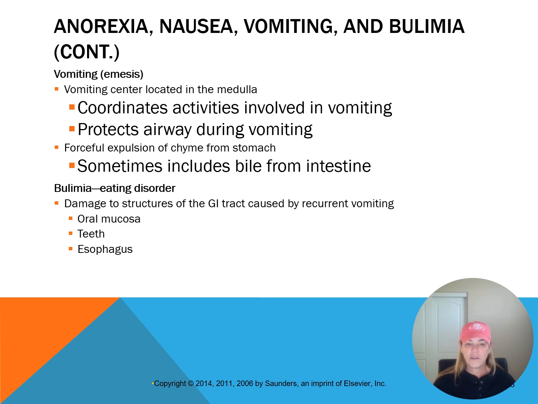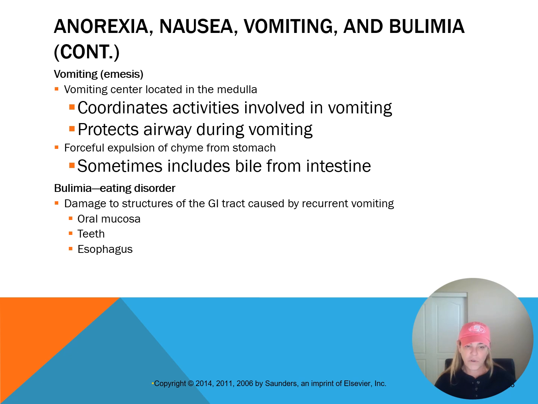So the vomiting center is located in the medulla. We have an automatic need to protect our airway when we're vomiting, so we do try to protect your airway. There are some instances, if your mental status or consciousness is compromised, where you do not keep that protective airway mechanism in place, and so you have a high risk of aspiration from vomiting if you cannot protect that airway.